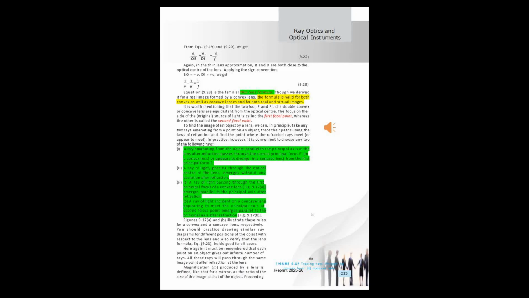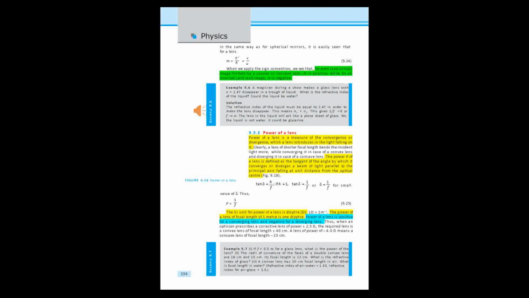Magnification, m, produced by a lens is defined, like that for a mirror, as the ratio of the size of the image to that of the object. Proceeding in the same way as for spherical mirrors, it is easily seen that for a lens m equals h' by h equals v by u. When we apply the sign convention, we see that for an erect and virtual image formed by a convex or concave lens, m is positive, while for an inverted and real image, m is negative.